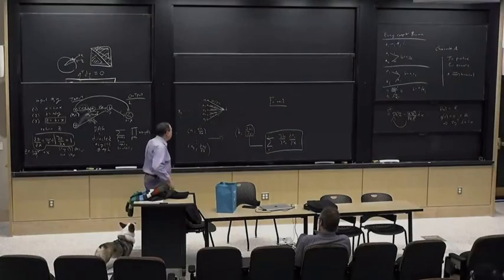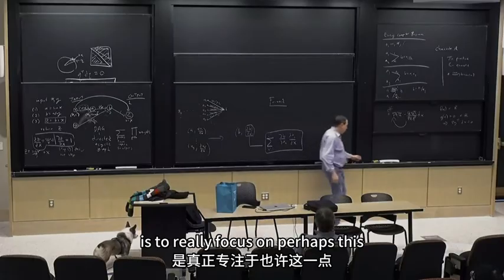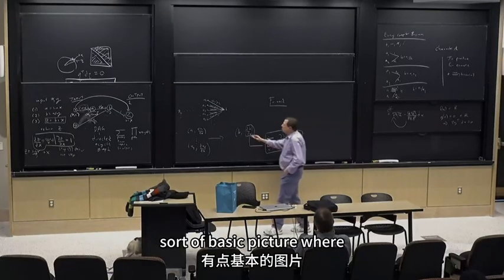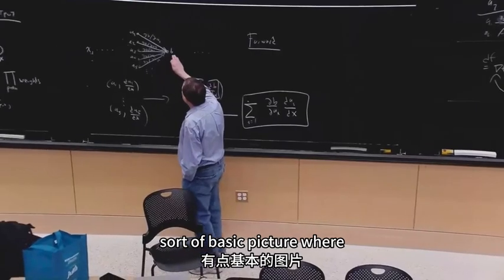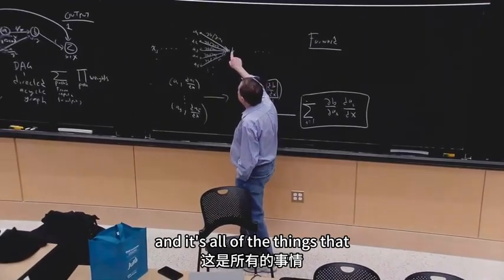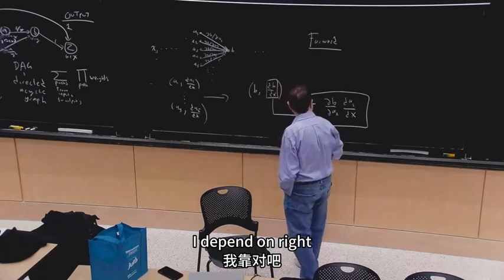So I think the next thing to emphasize as I go from forward to reverse is to really focus on perhaps this basic picture where we talk about this variable I'm calling b, and it's all of the things that I depend on.